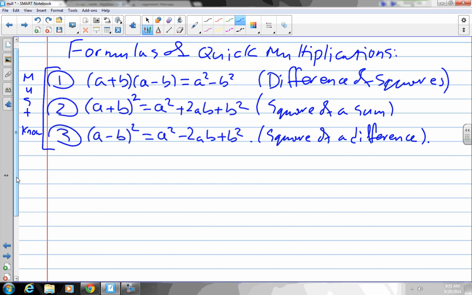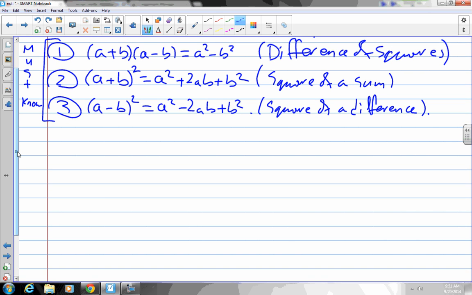There are some cubic formulas. They'll help you to factor things fast and multiply things fast. So the two factoring formulas that use cubics are the formula for the sum of cubes and we'll have a formula for the difference of cubes. So that's sum of cubes, difference of cubes.